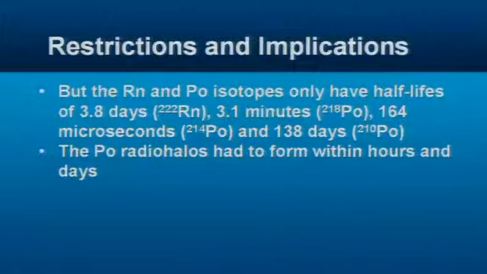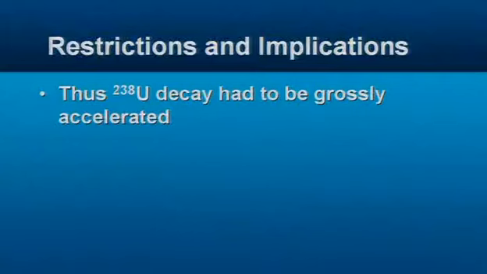Now that's going to be significant, as you'll see in a moment, because I'm going to apply this research. And as I've hammered time and time again, 100 million years of uranium decay had to have occurred concurrently as the uranium radio halos formed and the polonium radio halos formed, I should say. Thus, uranium-238 decay had to be grossly accelerated. But here's the crunch.